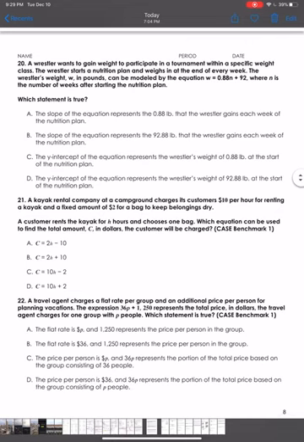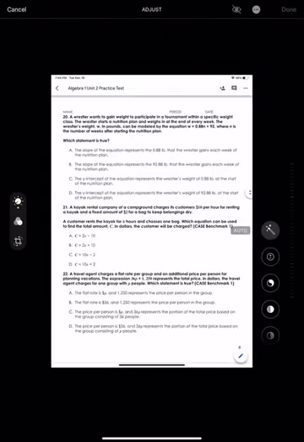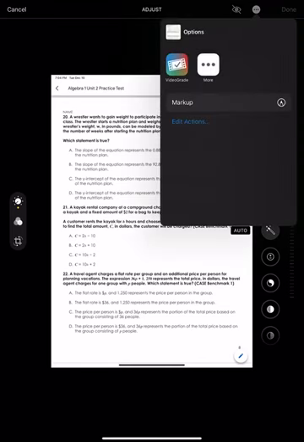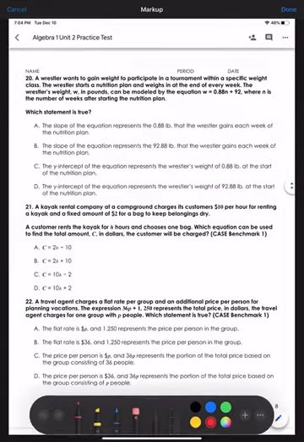Okay. We have some more situational problems, word problems. A lot of these, though, you're just kind of interpreting the slope or part of the equation. Okay, a wrestler wants to gain weight to participate in a tournament with a specific weight class. The wrestler starts a nutrition plan and weighs in at the end of every week. The wrestler's weight, so W is his weight in pounds, can be modeled by the equation W equals 0.88 n plus 92.